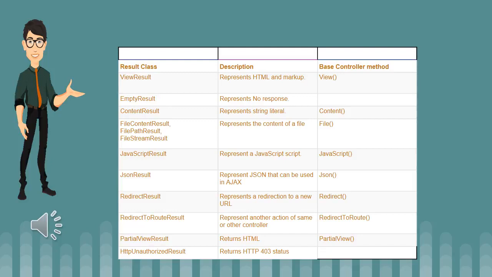RedirectResult represents a redirection to a new URL: Redirect. RedirectToRouteResult represents another action of the same or another controller: RedirectToRoute. PartialViewResult returns HTML: PartialView. HttpUnauthorizedResult returns an HTTP 403 status. As you can see in the above table, the View method returns ViewResult, the Content method returns a string, the File method returns the content of a file and so on. Use the different methods mentioned in the above table to return different types of results from an action method.